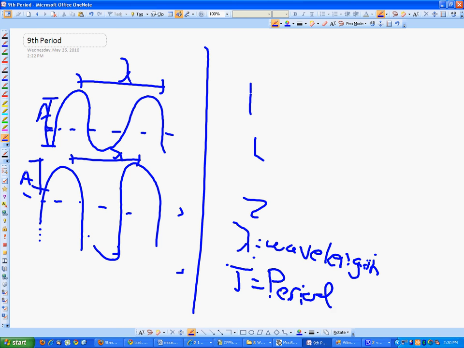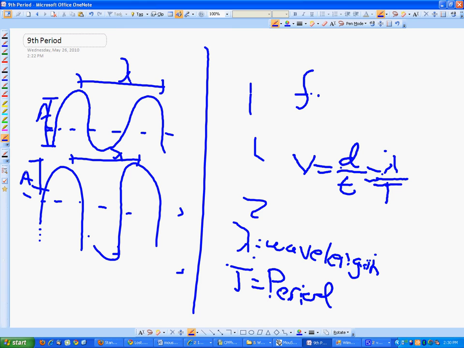Period. And then what's our general equation for constant speed? Well, I'm looking for distance over time. And so what's our distance type term for waves? And our time is the period. So that's our equation for speed. We also know that frequency equals the inverse of the period, correct? We learned that yesterday a little bit.